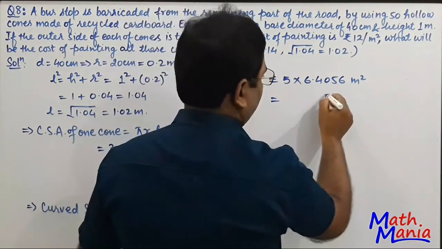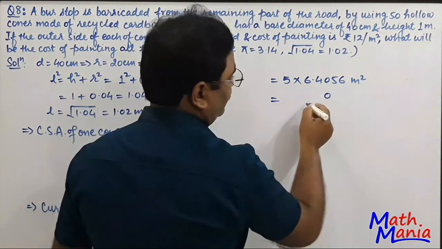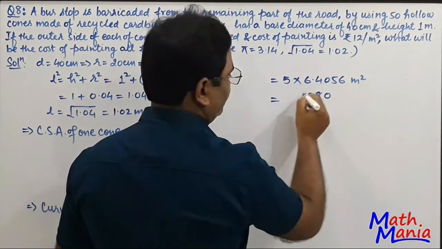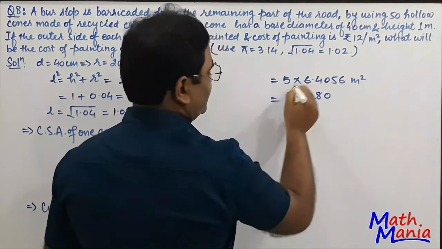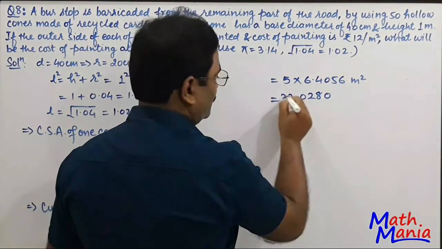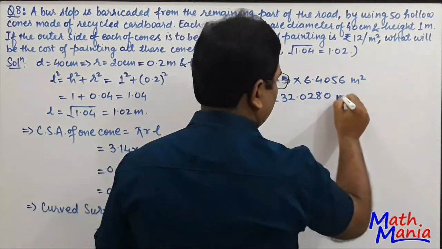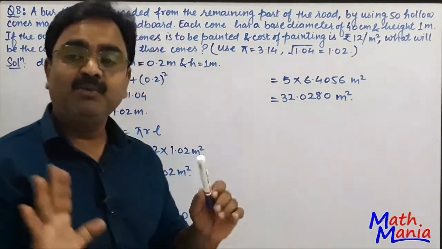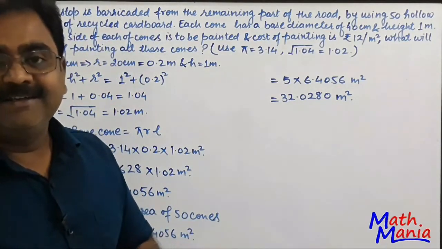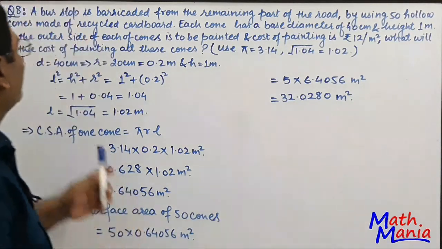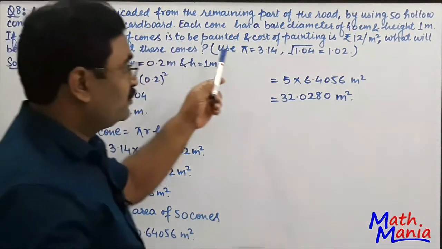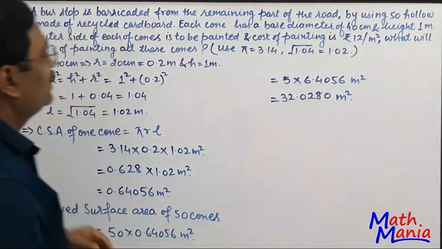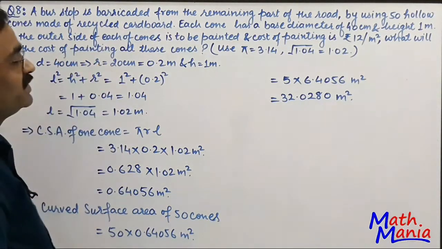So 5 6 are 30, 5 5 are 25, plus 3 is 28, 5 0 are 0, 5 4 are 20, 5 6 are 30, plus 2 is 32, means 32.0280 meter square is the surface area which is going to be painted. Total surface area is going to be painted. Now the question is asking, if the outer side of each cone is going to be painted at the rate of 12 rupees per meter square, what will be the cost of painting of these cones?